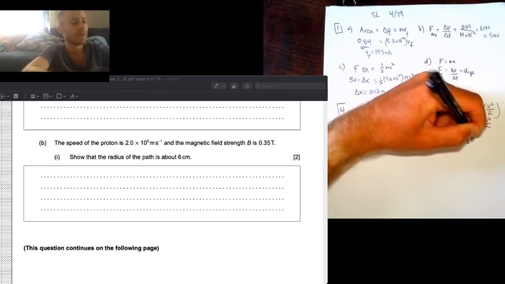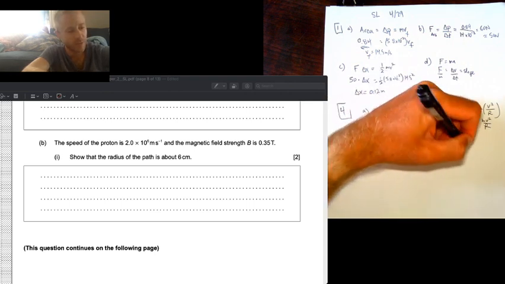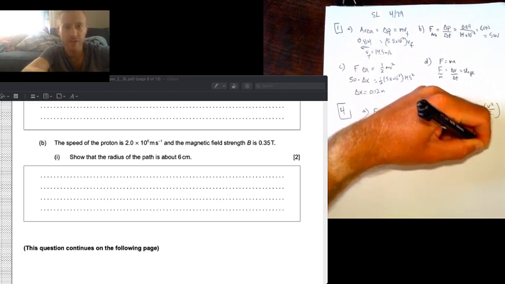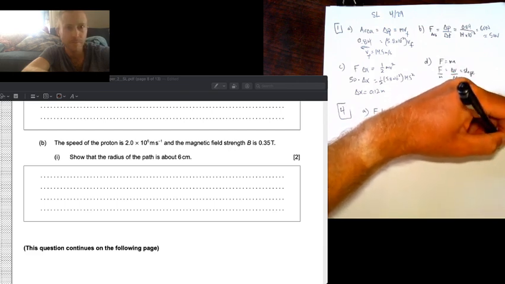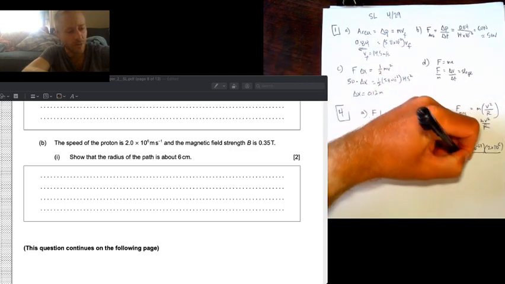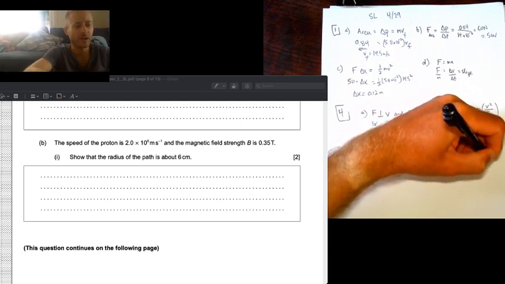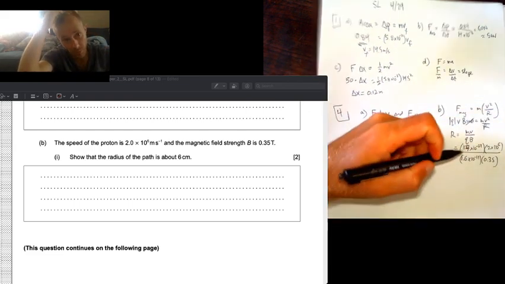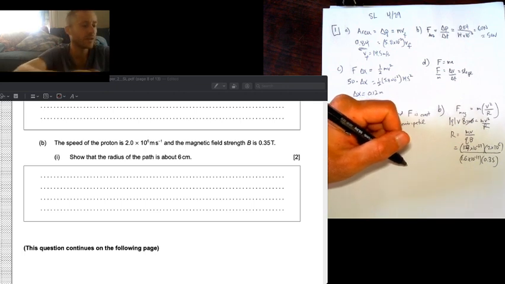All right. So the mass of a proton is 1.7 times 10 to the minus 27. The velocity, it says, is 2 times 10 to the 6th. The charge of a proton is 1.6 times 10 to the minus 19 coulombs, and the magnetic field is 0.35. Notice how the mass and the charge of a proton were not given. Those would be in the data booklet if you were actually taking the exam.